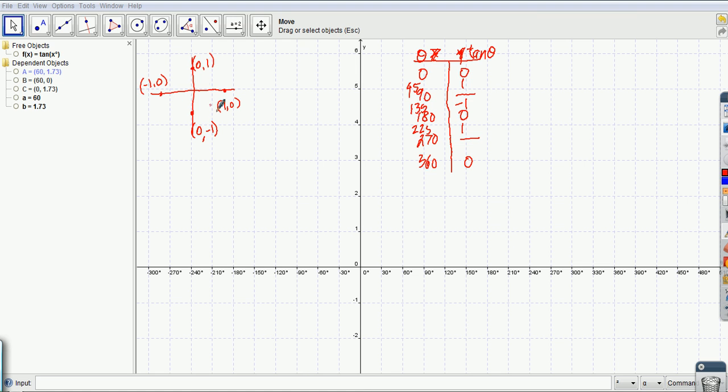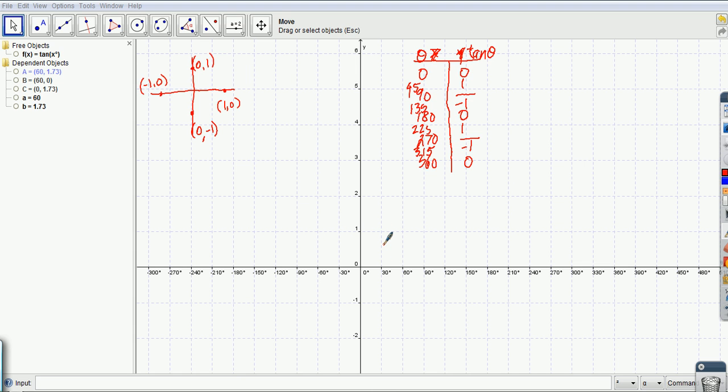Let's do one more in here. What's that angle right here at 45? Give it to me, Justin. 315. Okay. And what's the tangent of 315 then? It'd be -1. All right. So those are some key points. Let's put those in here and let's see what happens.